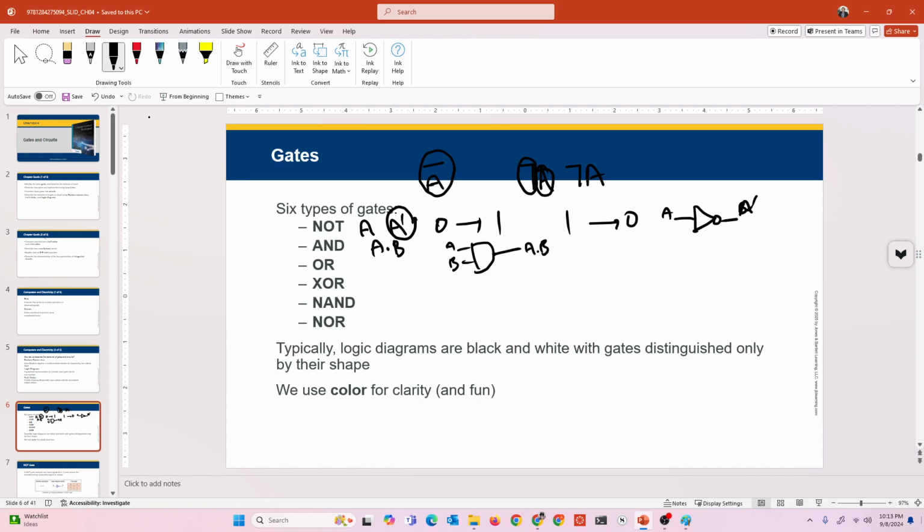If there is a zero, the output is zero. Remember, zero multiplied by anything is zero. So if there is a zero, either A or B, the output is zero. Otherwise, it's a one. That means only when A equals one and B equals one, AB equals one. Otherwise, it's a zero. OR is a plus. If there is a one in between, it's going to be one. Otherwise, it's zero. XOR is this sign.